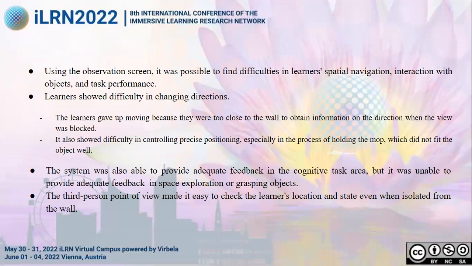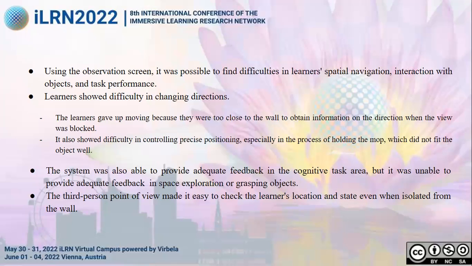Learners showed difficulties in changing direction. The learner gave up moving because they were too close to the wall to obtain information on the direction when the view was blocked. It also showed difficulty in controlling precise positioning, especially in the process of holding the map, which did not fit the object well. The system was able to provide adequate feedback in the cognitive task area, but it was unable to provide adequate feedback in space exploration or grasping objects.